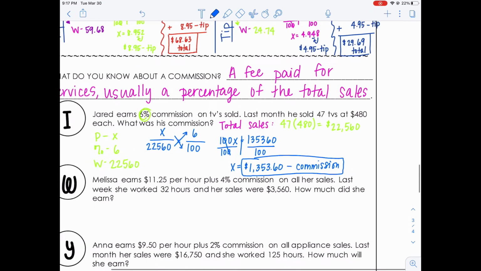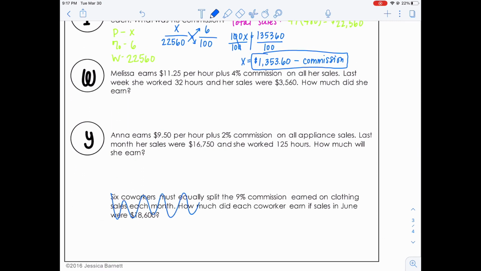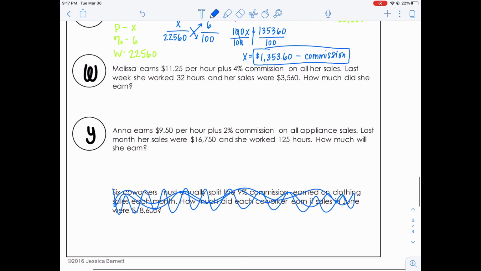Looking to our next problem, Melissa earns $11.25 per hour plus a 4% commission on all of her sales. Last week, she worked 32 hours and her sales were $3,560. How much did she earn? So on a problem like this one, they gave you her total sales already, so you don't have to calculate that.